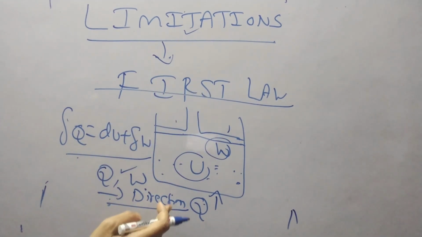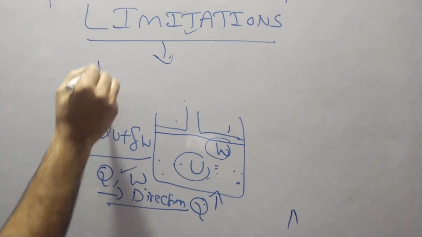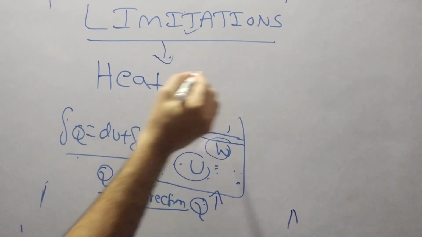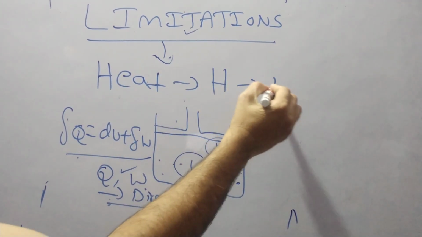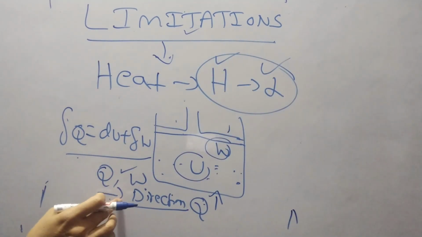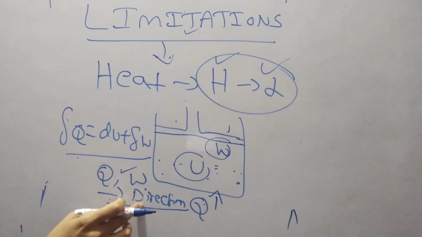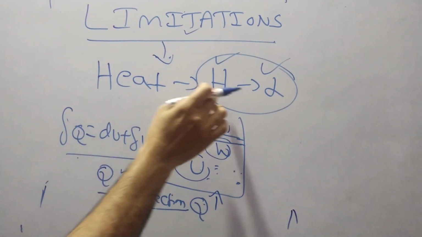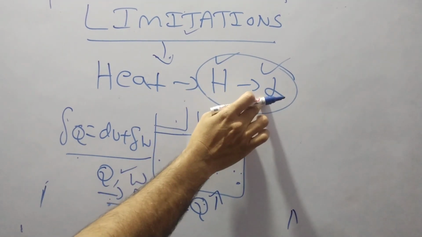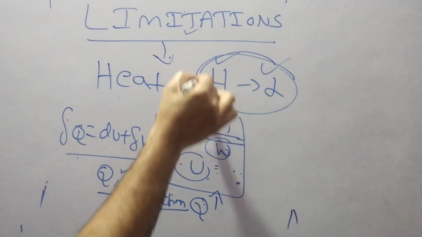So why define direction? Already we know that heat always flows from higher temperature to lower temperature. This we already know, this is by nature. So why specify the direction here? Because without that also, automatically by default, this heat will flow from higher temperature to lower temperature. So why does this limitation come in the first law? Because this condition is not there.